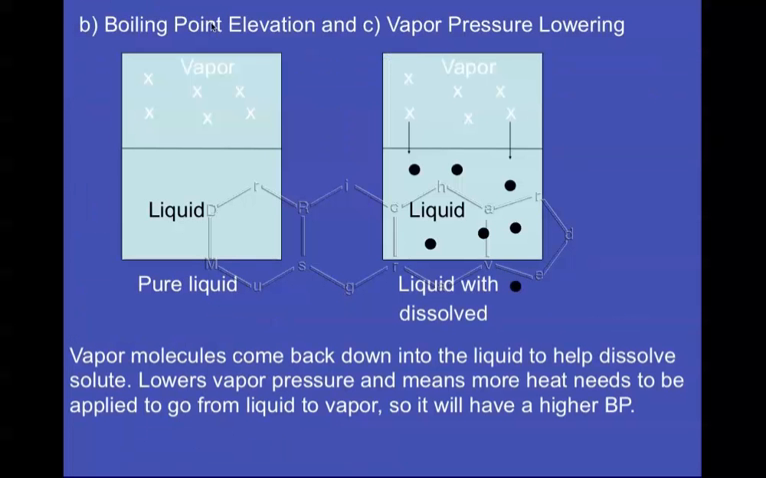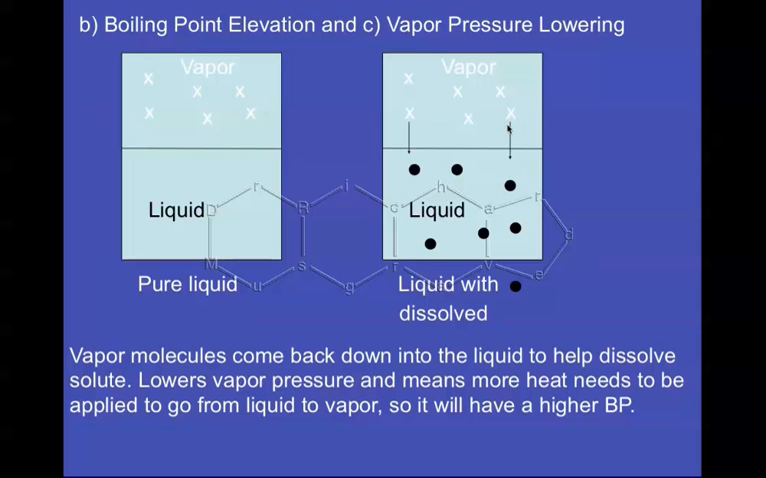The boiling point elevation and vapor pressure lowering are related. What we've got here is a liquid, and when we have a liquid we have vapor from that liquid floating around above it. That's vapor pressure, and it's defined by the nature of the liquid. However, if we dissolve something in the liquid, vapor from above the liquid is going to come back to the liquid to help dissolve what's in it. So the vapor pressure will end up being lowered.